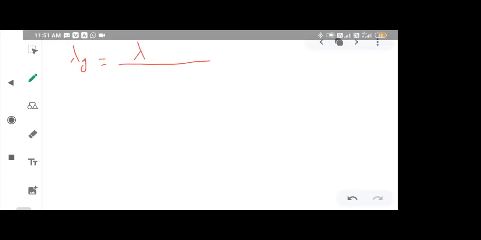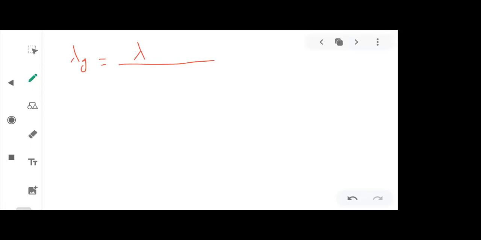Okay, so you have to find out now the guided wavelength. If you are operating your waveguide at 3.5 gigahertz, and the cutoff frequency you have already found is 2.14 gigahertz, what can be the wavelength at that particular frequency? Means the operating frequency. So guided wavelength is given by lambda g equals lambda in open space or in any medium, divided by root of one minus (fc divided by f) the whole square.